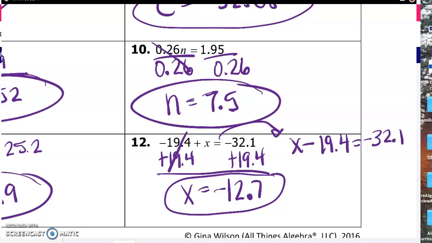So, same steps as when we were using our integers. Figure out what's happening to the variable and how to undo that, and then make sure you go back and check your answers once you have your answer.